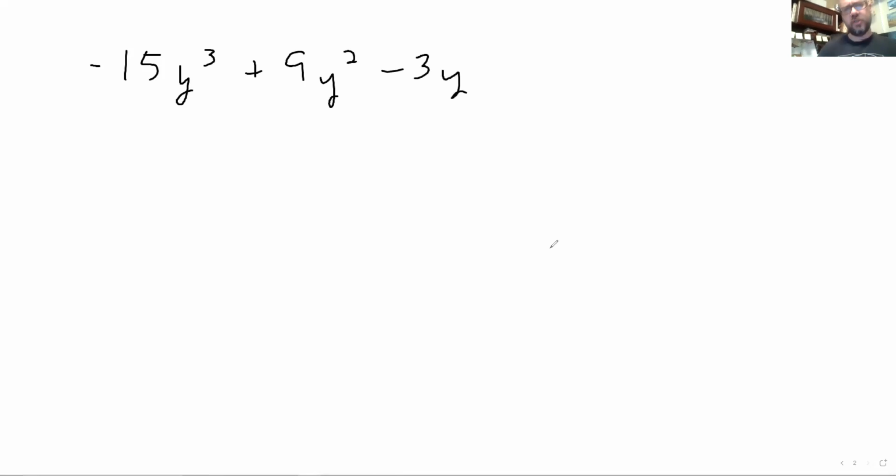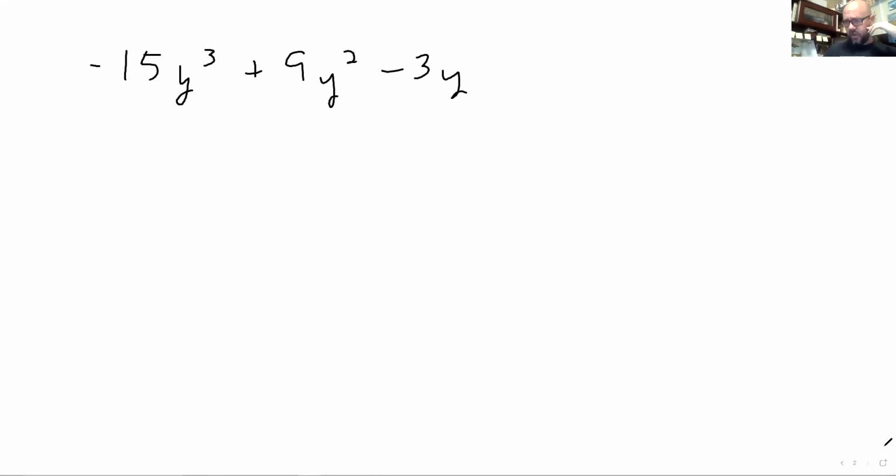But so, for instance, let's say I have minus 15y to the third plus 9y squared minus 3y. So something like that. Very often you'll want your leading coefficient to be positive. And so in this case, I think it's actually best to pull out a negative greatest common factor, which is totally fine. You can always do that. All it does is change the signs.